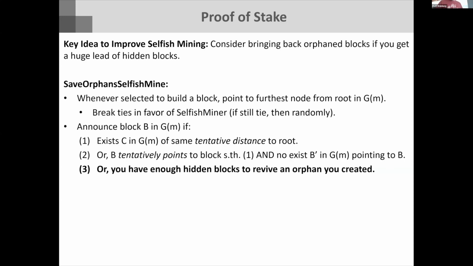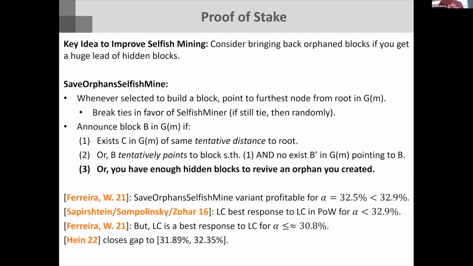So now the question is, is this ever a useful thing to do? And it is a useful thing to do. It's a teeny bit more useful than regular selfish mining. So it's not obvious that the math was going to work out that way. But what we showed, and I would say the interesting thing, is that 32.5 is less than 32.9. I don't think it's interesting by how much.